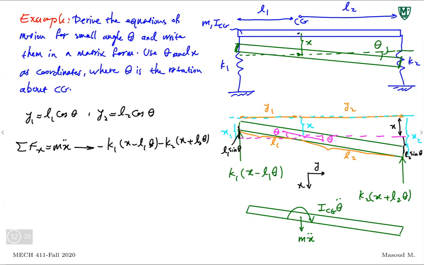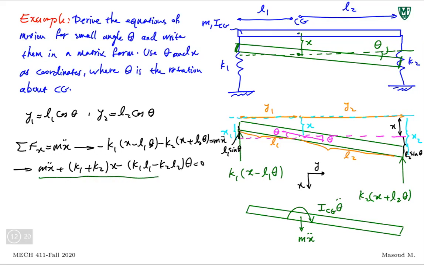So K2 x plus L2 theta is equal to m x double dot. You can move things around. I'm just going to give you the answer: m x double dot plus (K1 plus K2) x minus K1 L1 minus K2 L2 theta is equal to 0. This gives you the first equation.